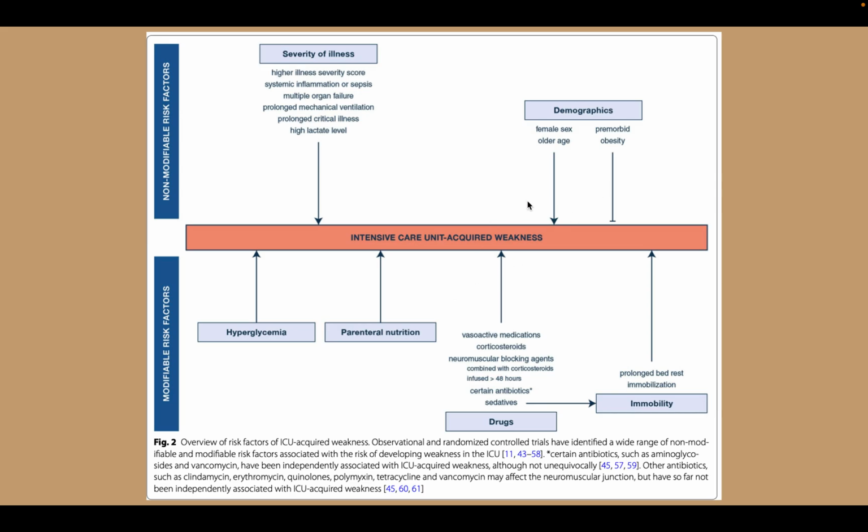Talking about the modifiable risk factors, so things which you can control and you can actually help mitigate the problem of ICU acquired weakness: hyperglycemia, parenteral nutrition, the most important drugs, and we'll come to that, and of course immobility. So the present day understanding of ICU management is such that you are supposed to mobilize the patients as early as possible.